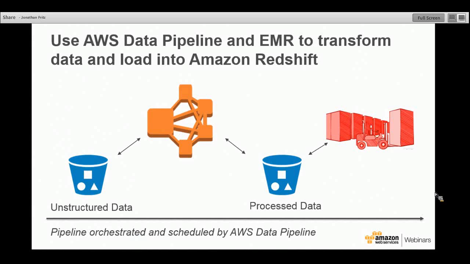Finally, one last way EMR integrates with other AWS data services is with Redshift via Data Pipeline. One very common use case is to use EMR as an extract, transform, load tool to take data out of S3, unstructured data that you've pushed in, transform it, or do aggregations, that sort of stuff, push it back to S3, and then load it into Redshift. And AWS Data Pipeline is an orchestration scheduling service in Amazon that can orchestrate this whole flow that I'm showing you here, and run it on a scheduled interval or in response to other indications as well.